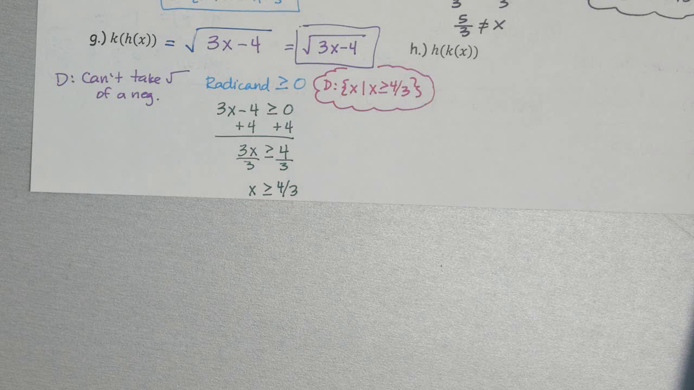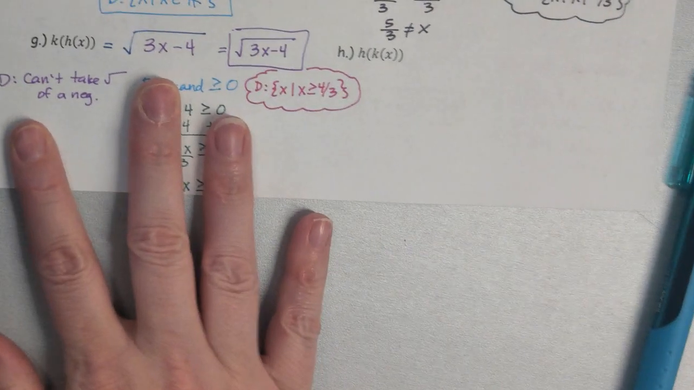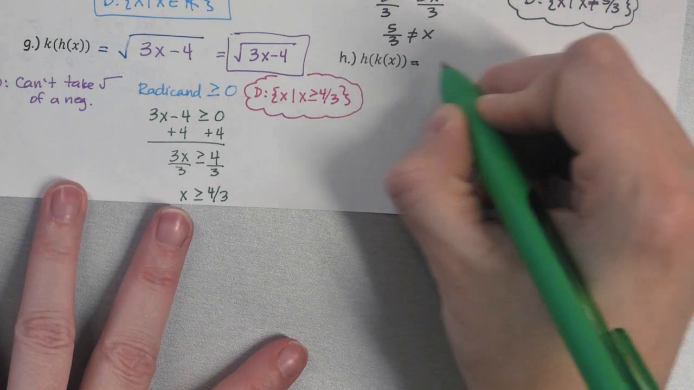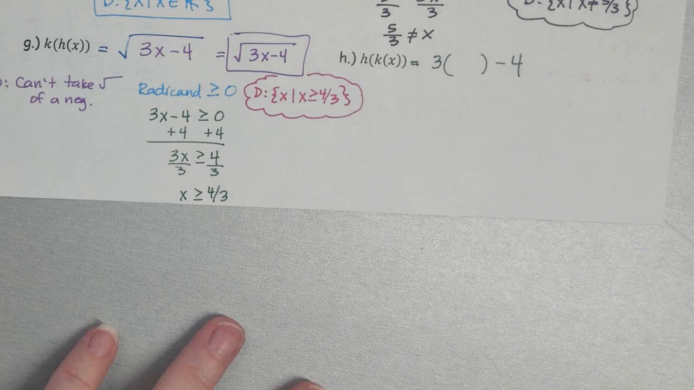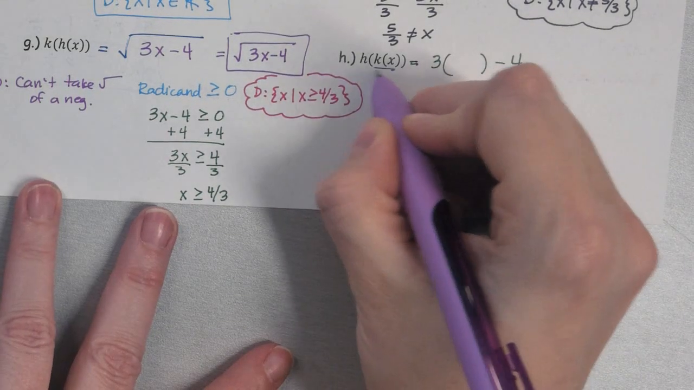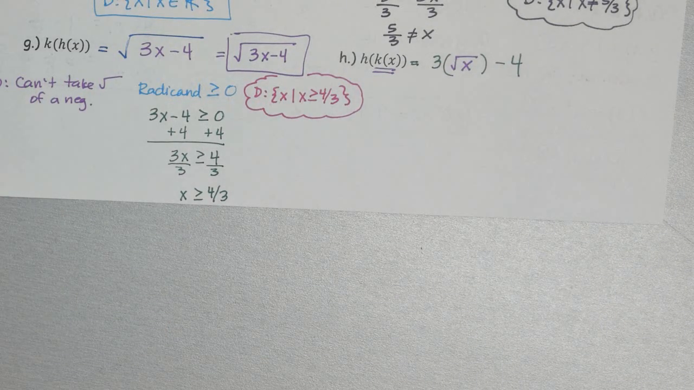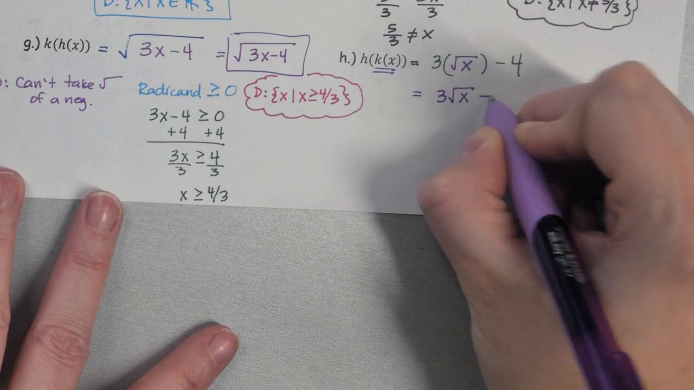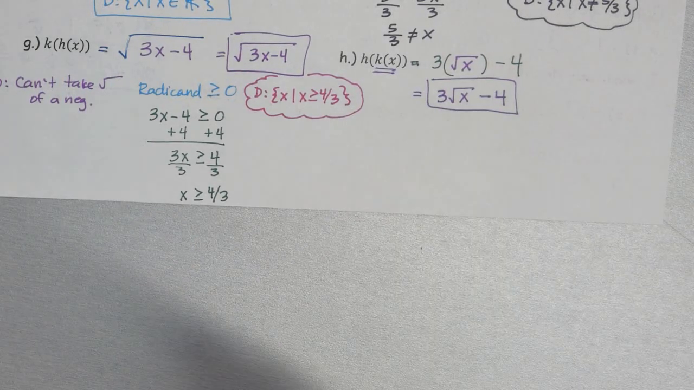All right, so part H is h of k of x. So again, we're going to be using the radical. For h of x, we have 3x minus 4. We're going to plug k of x in for x, which is root x. The simplification on this is pretty quick. If you do 3 times root x, you get 3 root x, and then you just keep the minus 4. You can't simplify any further. That would be your final answer.